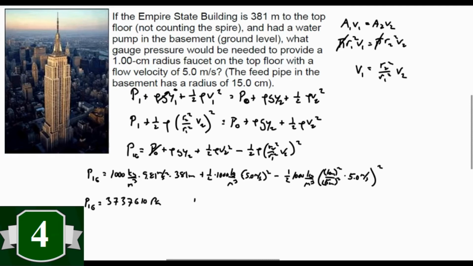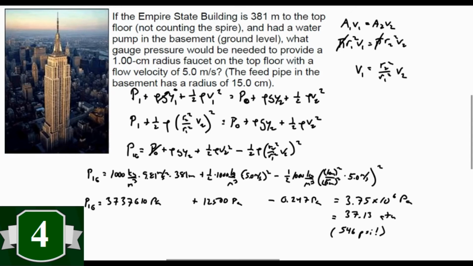3,737,610 pascals. The velocity contribution at the top is a mere 12,500 pascals. And, well, the difference in velocities from the bottom is a minus 0.247 pascals. It almost didn't matter. So, adding all those up, you get 3.75 times 10 to the 6 pascals. That's 37 atmospheres, or about 550 psi, and that could create disastrous effects on the lowest floors, so it's not a great way to do things.